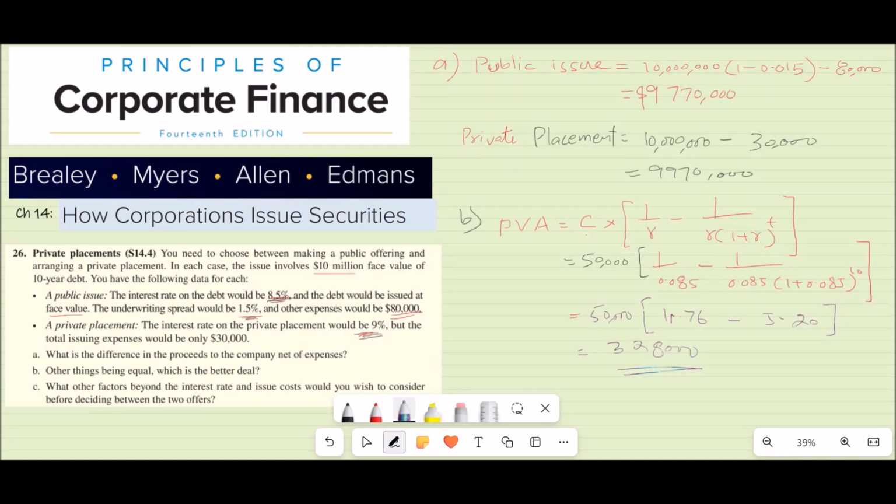So this is the extra interest we will be paying if we take the private placement, because the private placement has 9% interest and the public placement has 8.5% interest. So we have calculated the present value of the extra interest, the 0.5%. So if we take the private placement, we have to pay an extra 0.5% interest, which will be 328,000 in total. So what is our total savings if we go for a public placement?